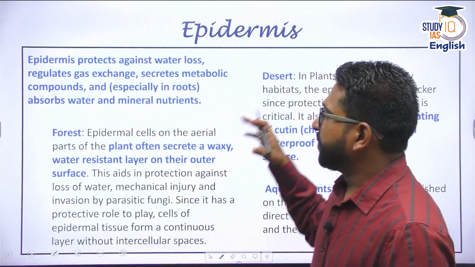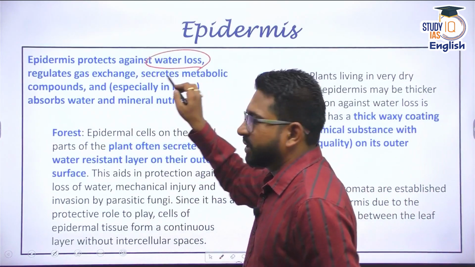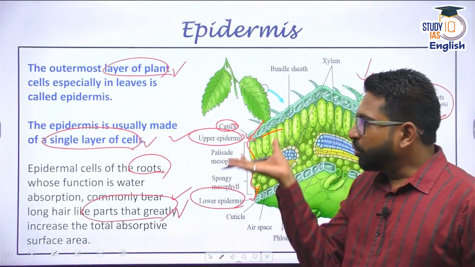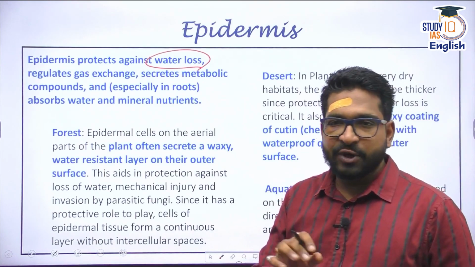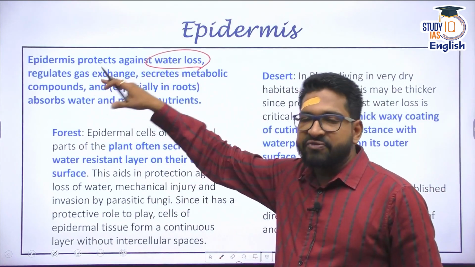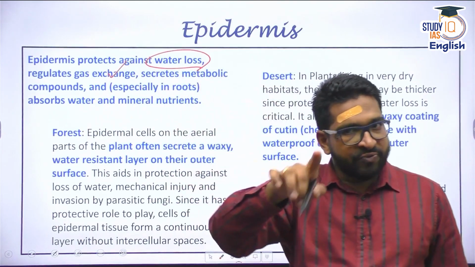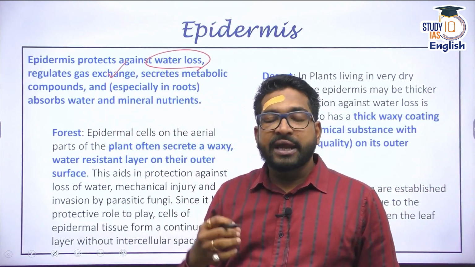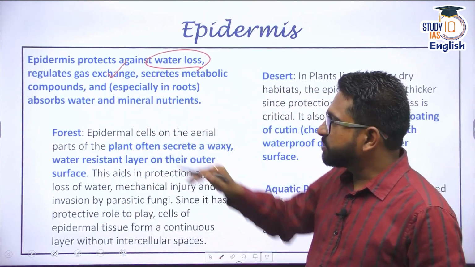All right. Now, epidermis basically protects against water loss. I gave you an example here from the leaves, and if you look at the leaf, the epidermis's functions are multiple. First of all, it tries to protect the plant from water loss. It also regulates gas exchange. We know for photosynthesis, a plant requires carbon dioxide. It releases oxygen. That means gas exchange has to take place, and for that gas exchange, epidermis helps.